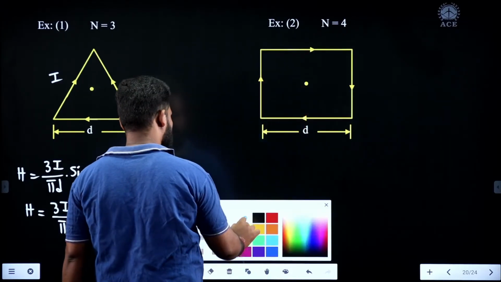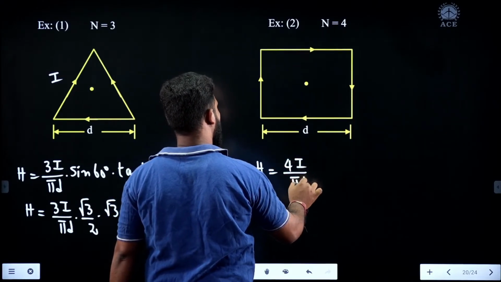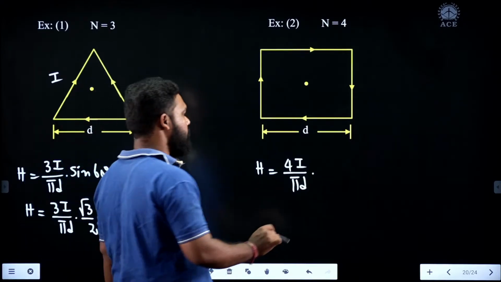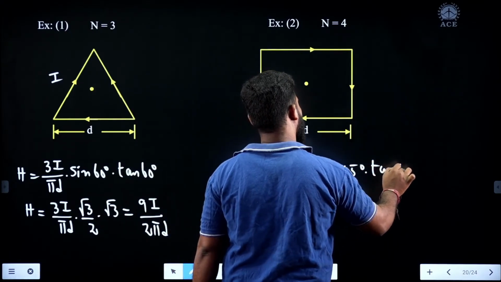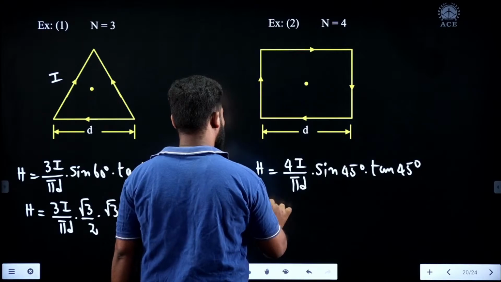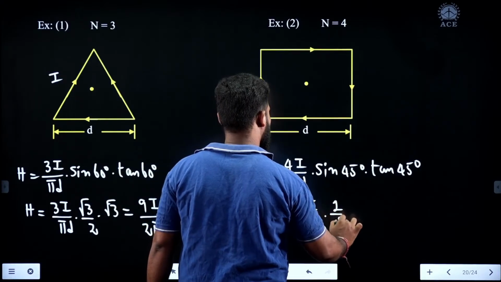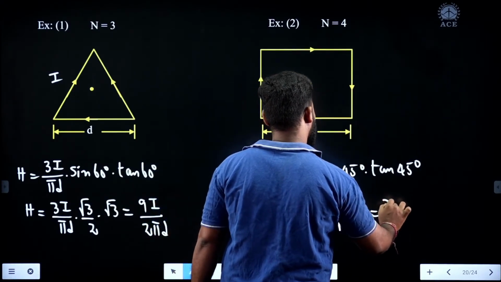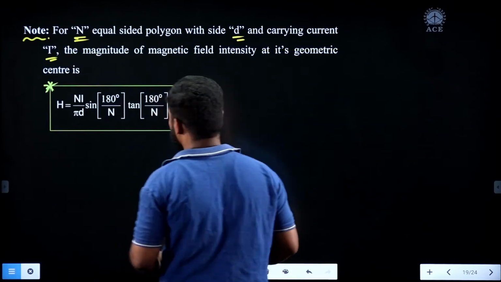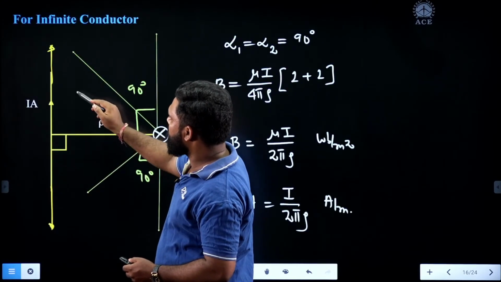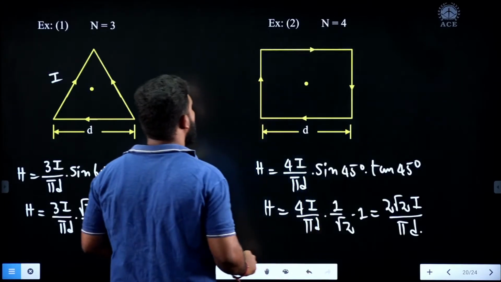Suppose if n is equal to 4, just now we have seen as a question. So it is 4I by pi d, sine of 180 by 4, it is sine 45, and tan 45. So how much is this? Here it is 4I by pi d, 1 by root 2 into 1, which is 2 root 2 I by pi d. That is what we have got as the answer, isn't it? Yes? Fine. Let us take one more example.